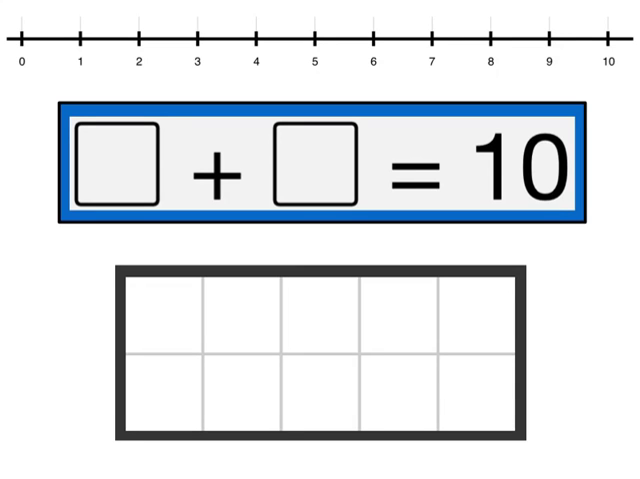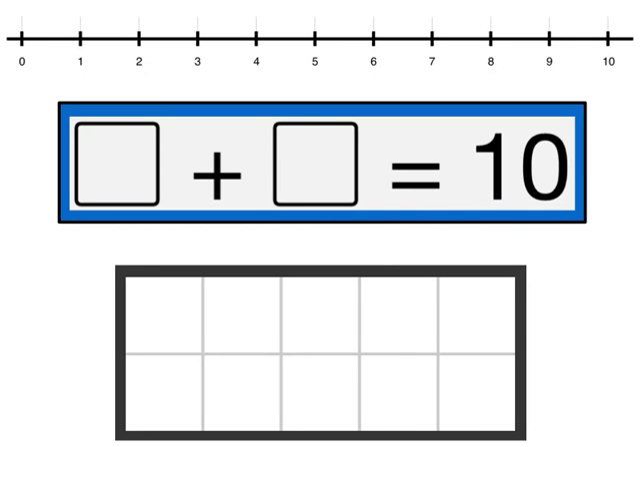Hello, boys and girls. Today we're going to have some fun building partners of 10. What this means is we're going to build an equation showing two partners that when added together, the two partners will be the same or equal to 10.